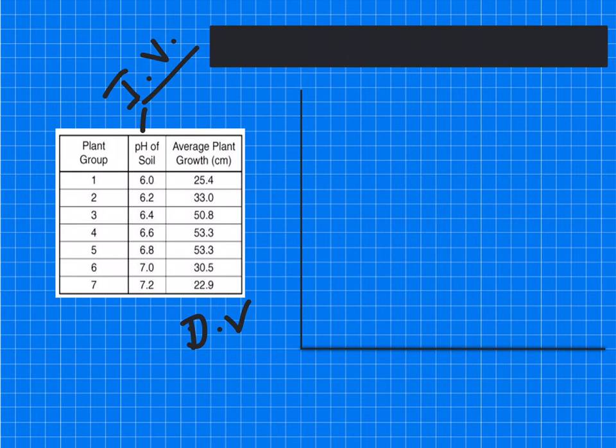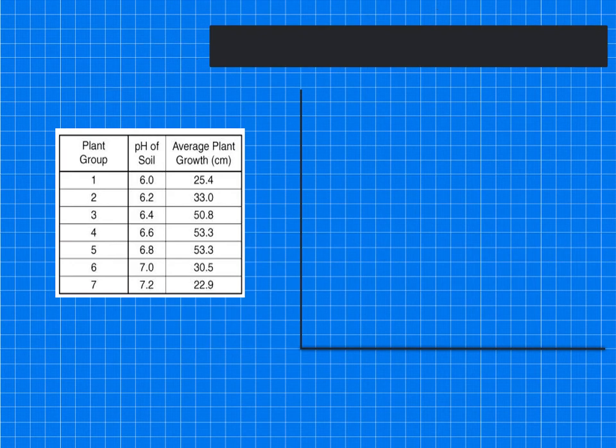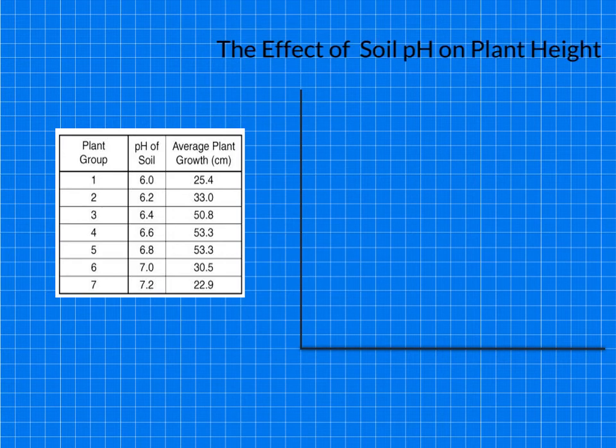So the effect of pH of soil on plant, I went ahead and said plant height. All right, so I've determined what my title is going to be. So now I need to add that to my graph. All right, so there it is. The effect of soil pH on plant height.